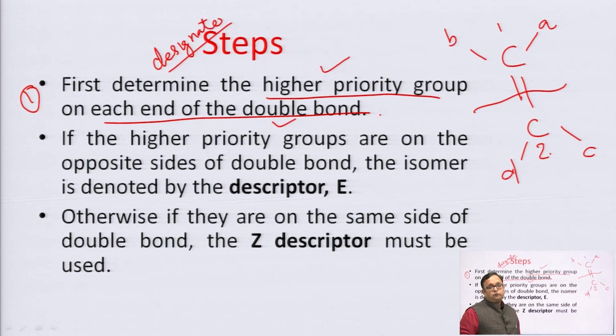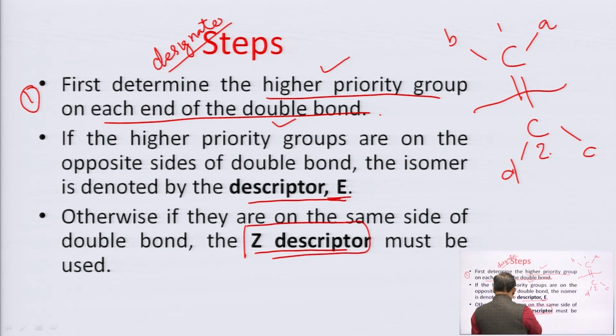If they are present on the opposite side of the double bond, we will represent it with the letter E. If they are present on the same side, we will represent it with the letter Z. So, we will use the descriptor E and the descriptor Z. Simply, there are 3 steps.